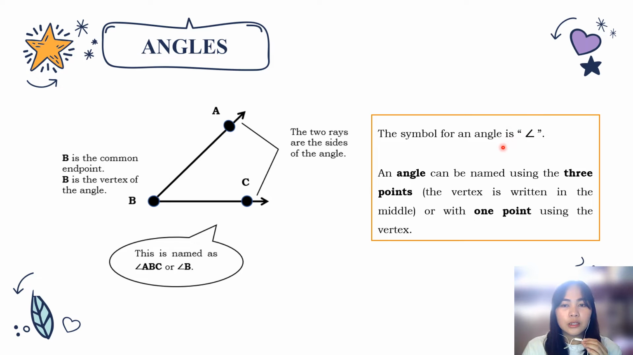Now, the symbol for an angle is like this, more pinahigda nga L. An angle can be named using the 3 points. So, as I have said earlier, it can be named angle ABC, where the vertex is written in the middle. Mao nang si B na sa tunga, kay siya ato ang vertex. So, dapat masulat siya sa tunga. Or with 1 point using the vertex. Pwede po nato i-name ang angle using the vertex point. So that's it for an angle.